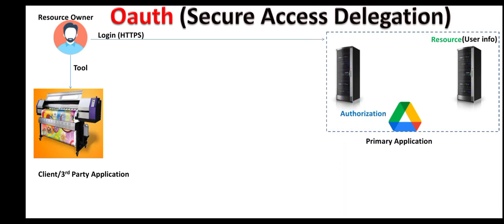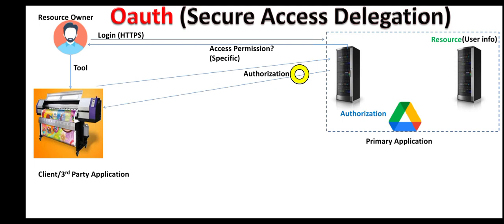So what happens is that the primary application has set up an authorization server for this purpose, and the third-party application will approach this authorization server seeking the resource on behalf of the resource owner or user. The authorization server will then approach the resource owner asking for his permission to allow the third-party application access to particular features of the resource server. After getting permission from the resource owner or user, the authorization server will provide an authorization token to the third-party application.